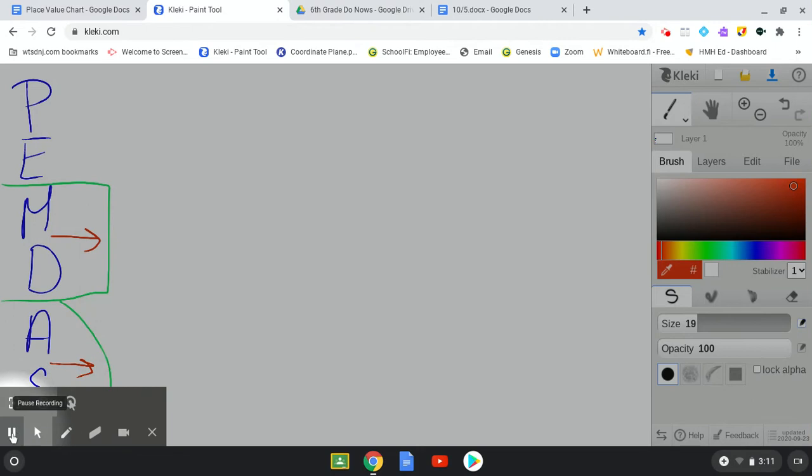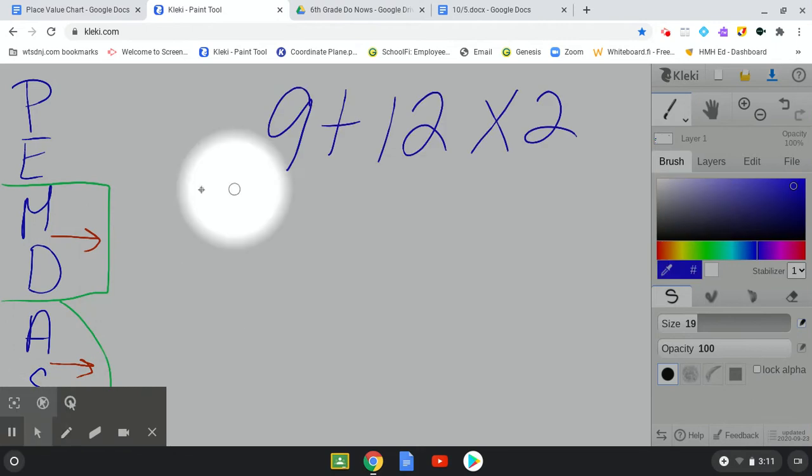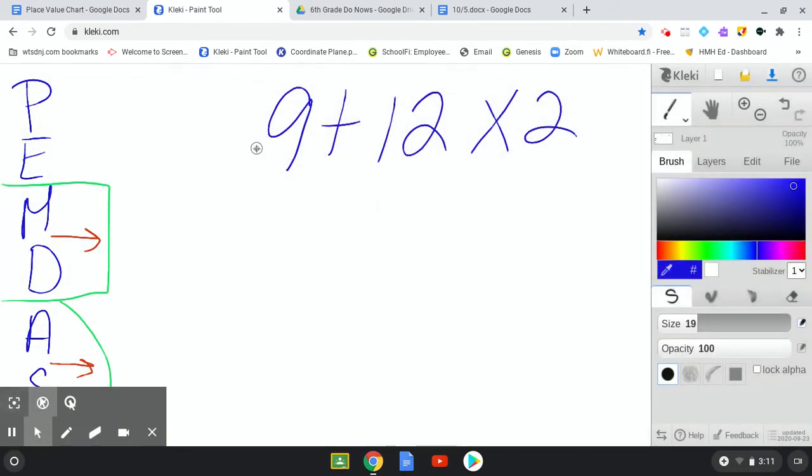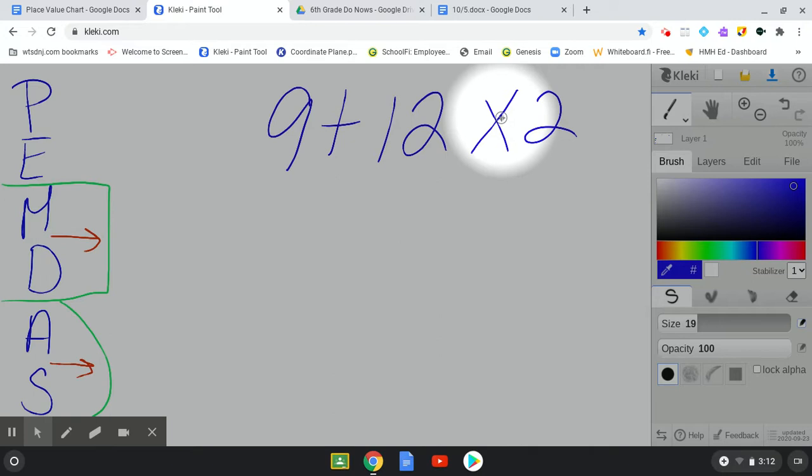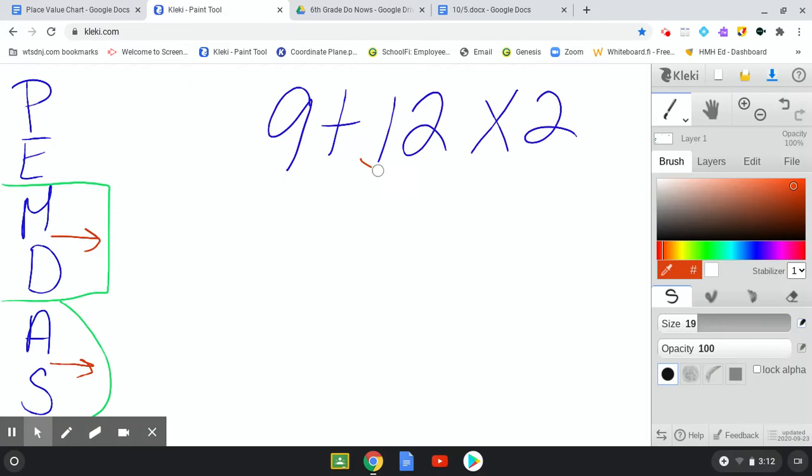All right, so let's get a sample problem up. So right here we have 9 plus 12 times 2. So we have addition in the problem, and we have multiplication. Like I said, multiplication and division always get done before addition and subtraction unless they're in parentheses, which in this case they are not. So we are going to solve the 12 times 2 first.